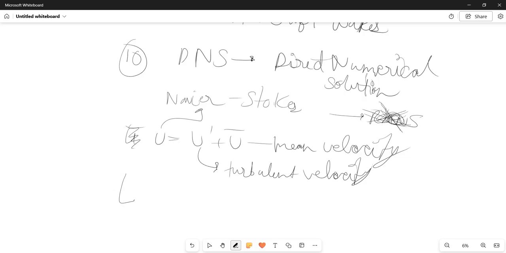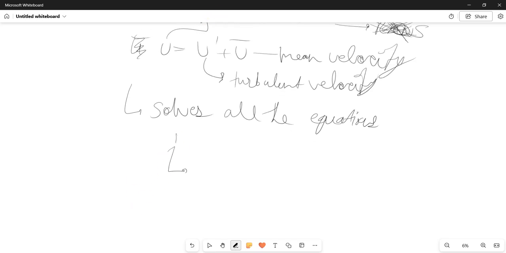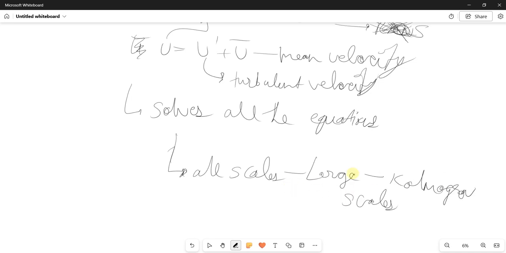So it solves all the equations, right, that are related to the Navier-Stokes after putting all the decompositions. So it includes all the scales, all scales, that is from large to Kolmogorov scales, right? That is from the largest to the tiniest, and there's no doubt it's the most accurate.